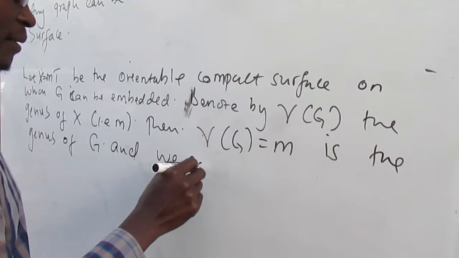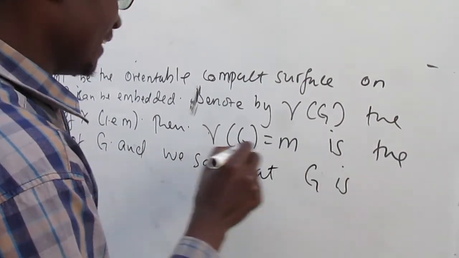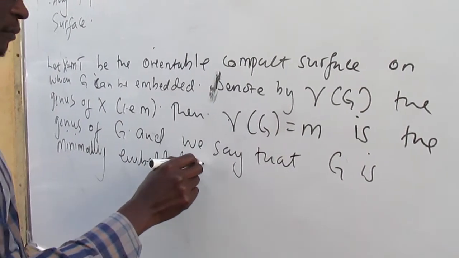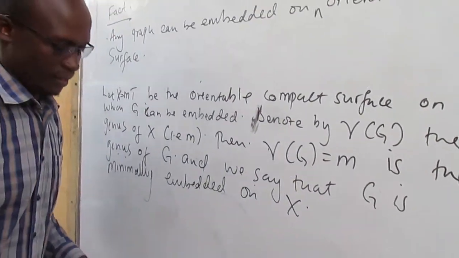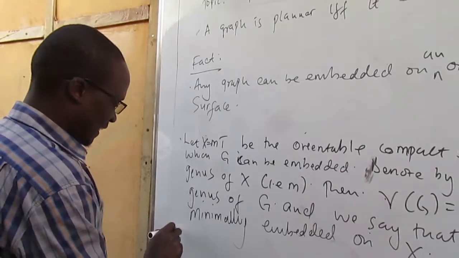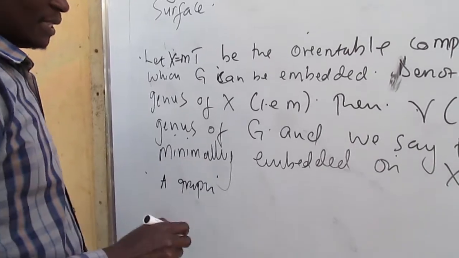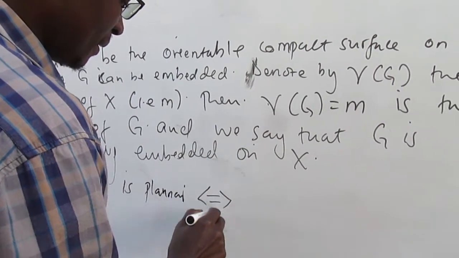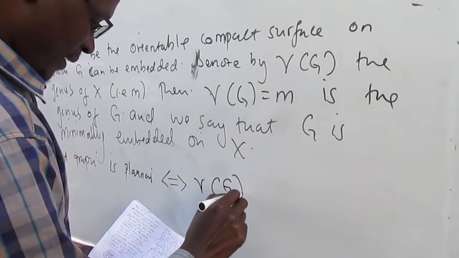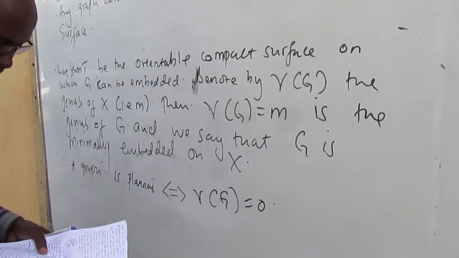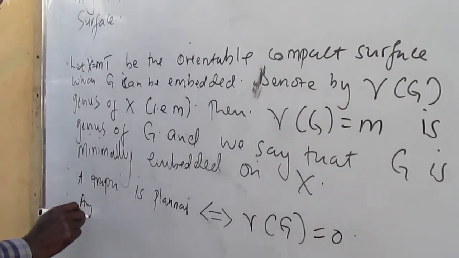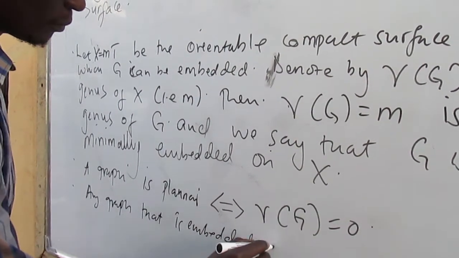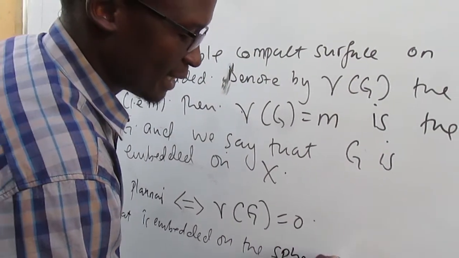and we say that this G is minimally embedded on X. Okay, so what we can say again here is that a graph is planar if and only if any graph that is embedded on the sphere is minimally embedded.